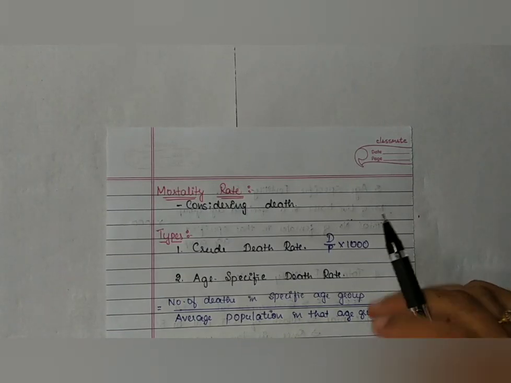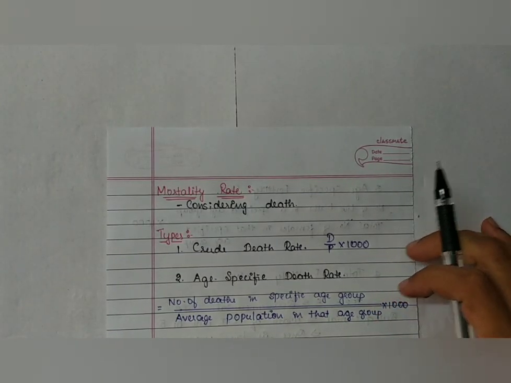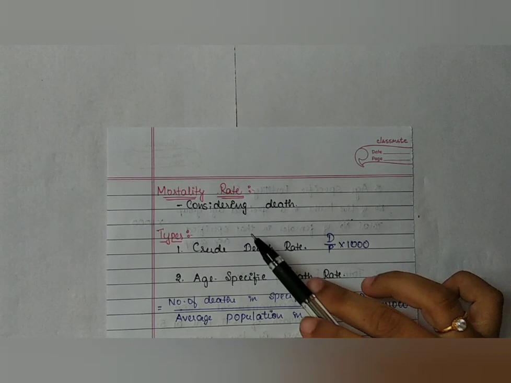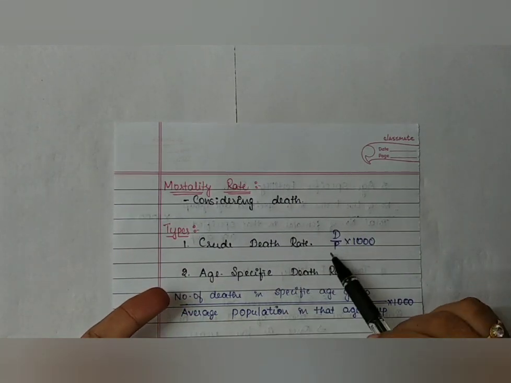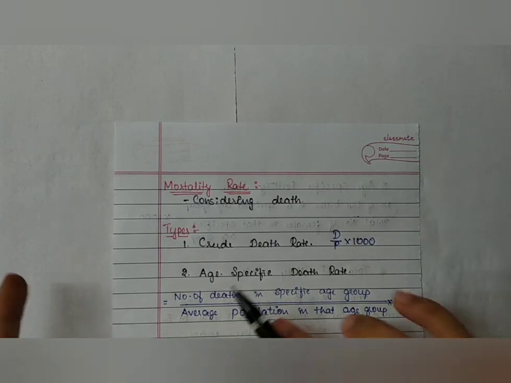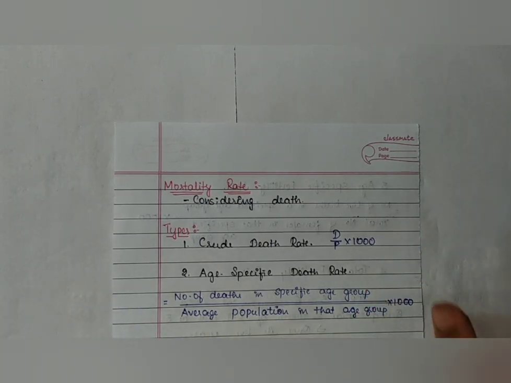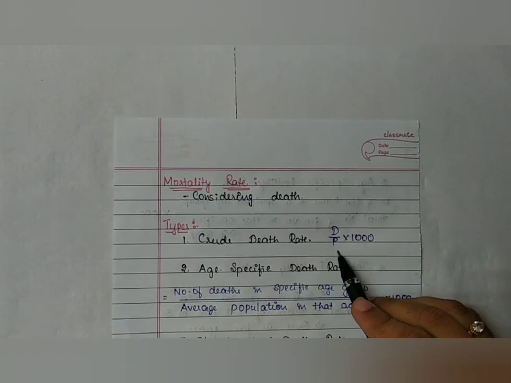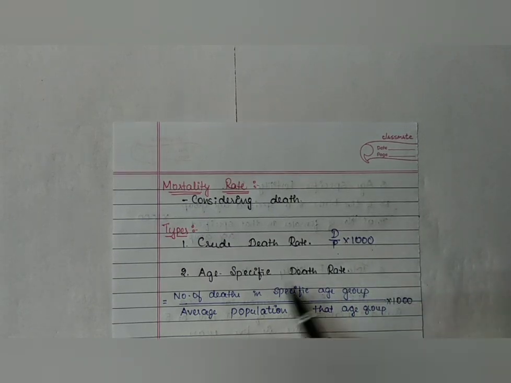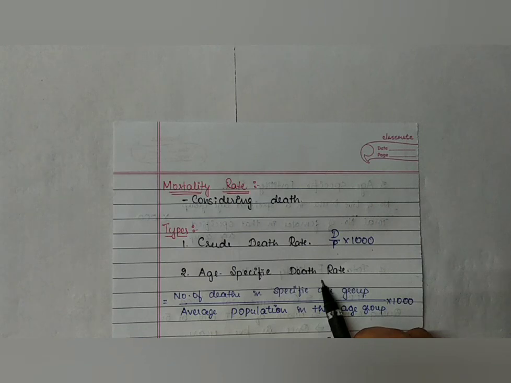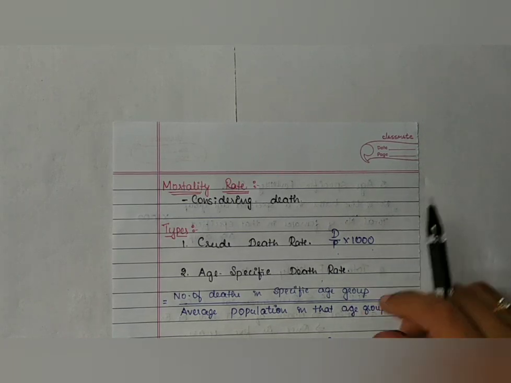So the last topic is mortality rate. So here, considering the deaths, the types are crude death rate. It is similar to crude birth rate of fertility rate. Okay, the formula will be D by P into 1000. So the next one is age specific death rate.